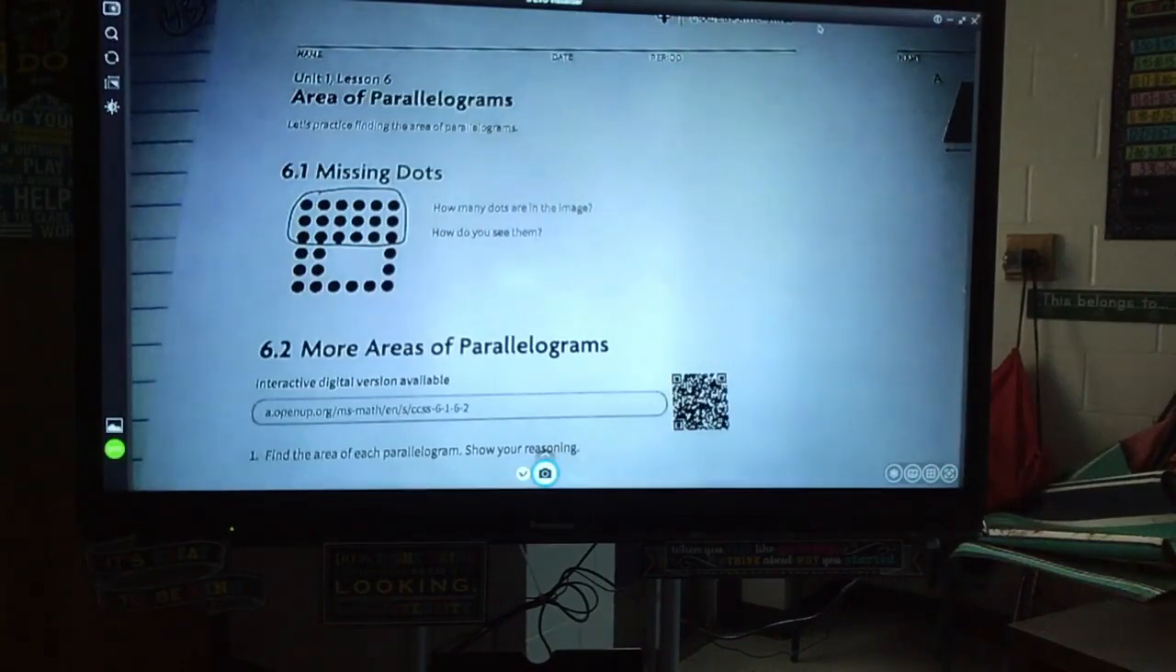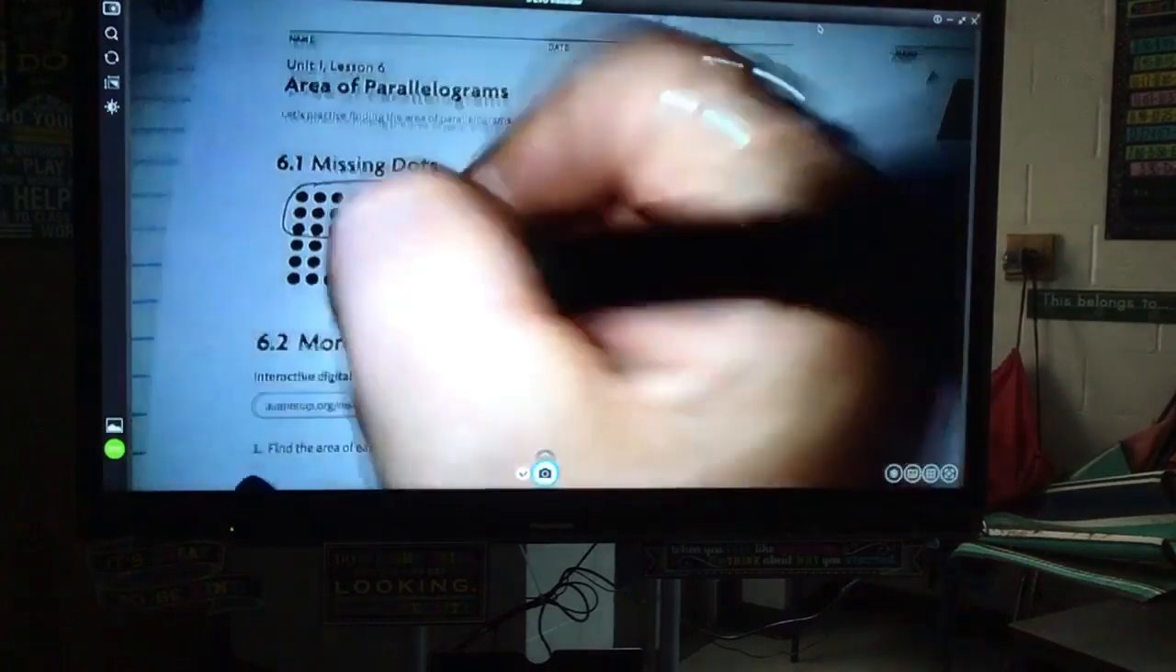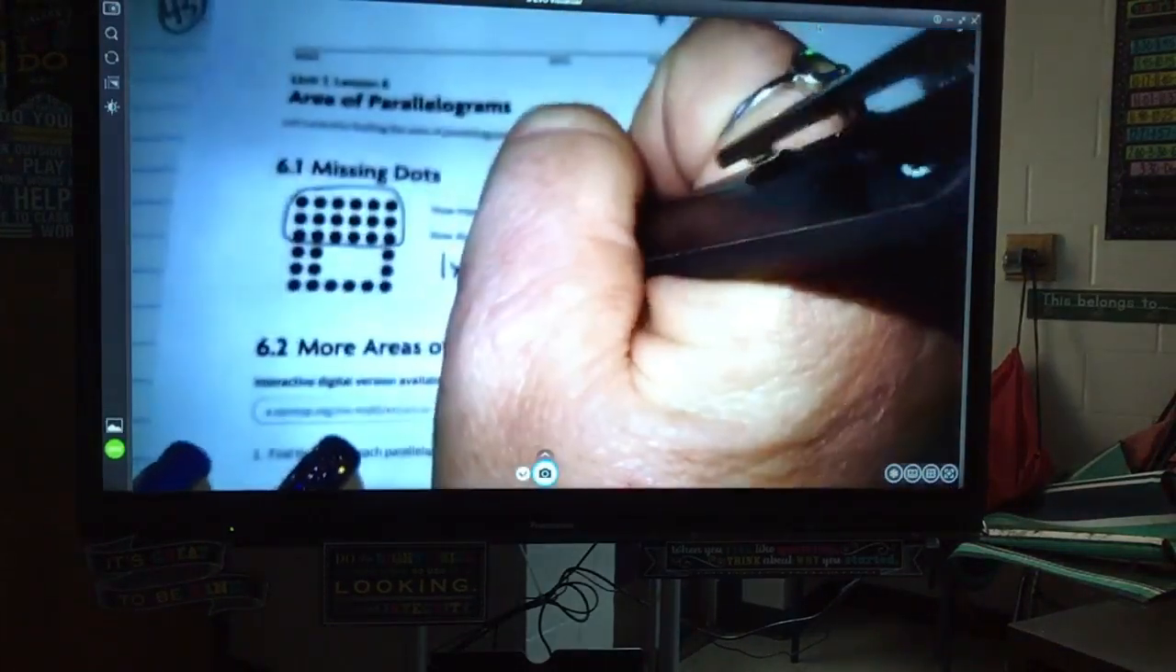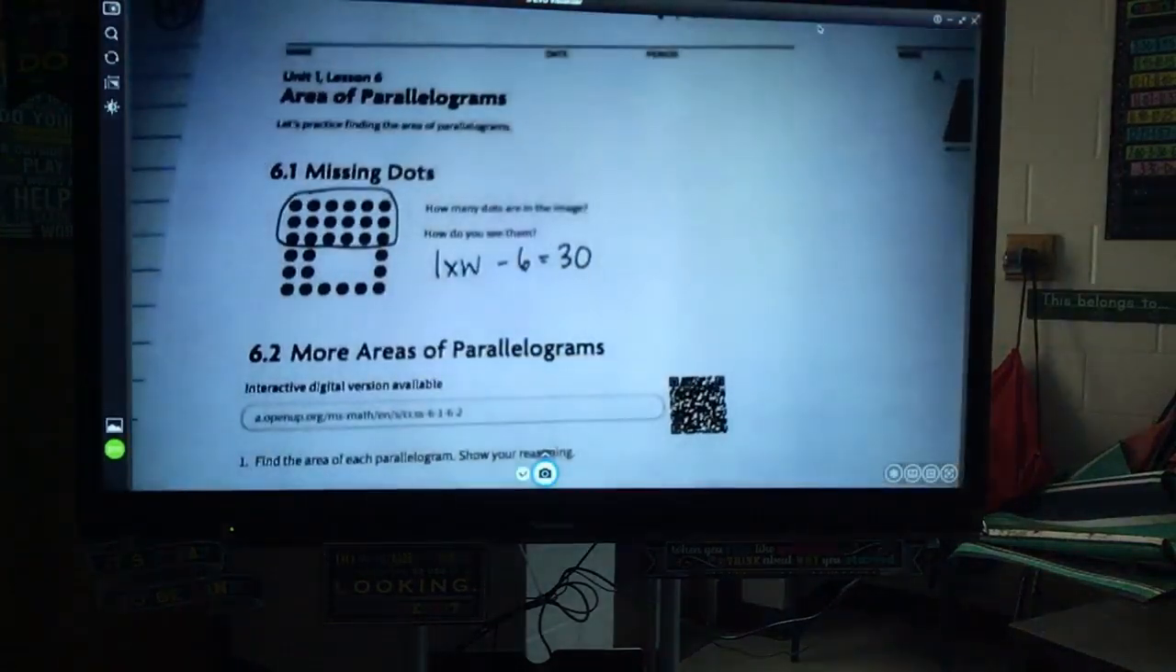Did anybody do something different? What did you do, Haley? I multiplied the top row length times the width, and I knew there were 6 missing, so I minus 6. Okay, so you did length times width minus 6, and you got 30. Okay, cool. All right, anybody else do something different?